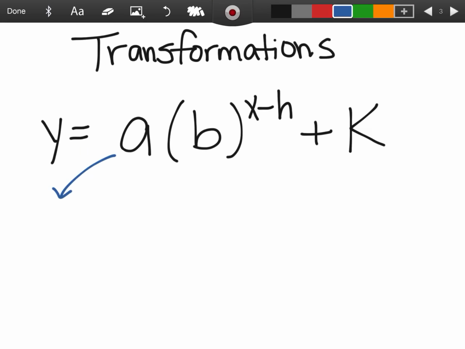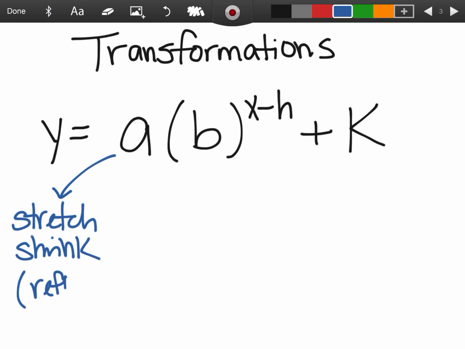So just like the quadratic unit, A tells us if it's a stretch or shrink, which means stretch means skinnier, or more narrow, and then shrink you can think of as wider, or fatter. So A also tells us if it's going to reflect or not. If it's negative, then it's a reflection. So negative A would be a reflection over the x-axis.